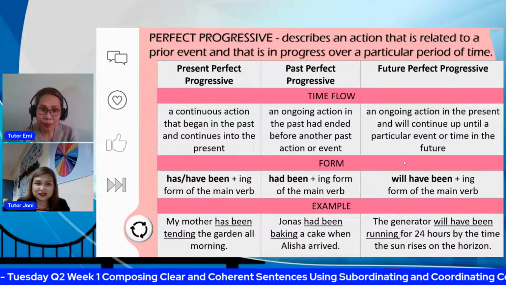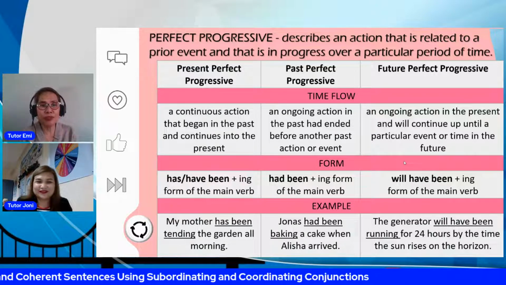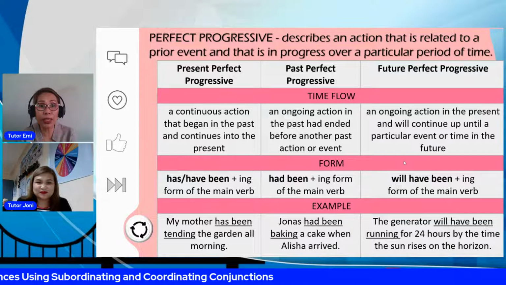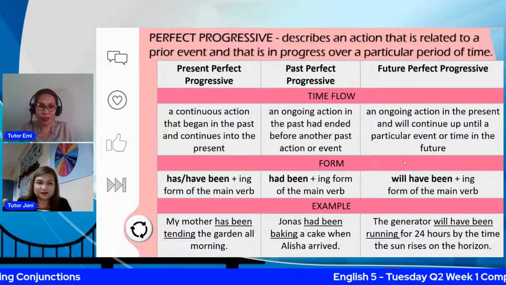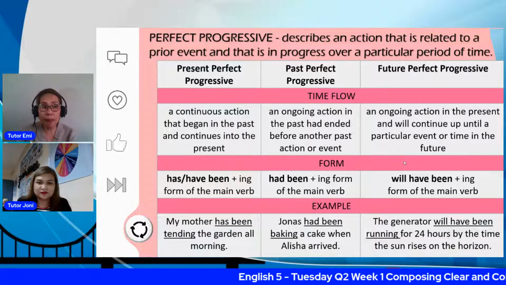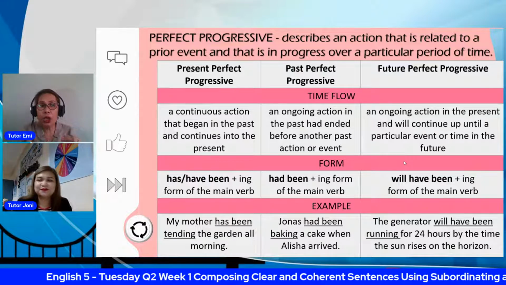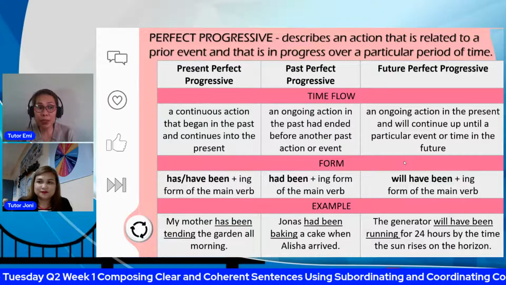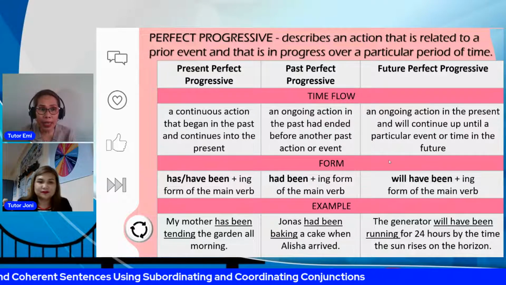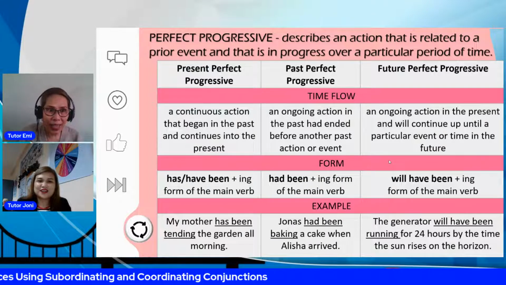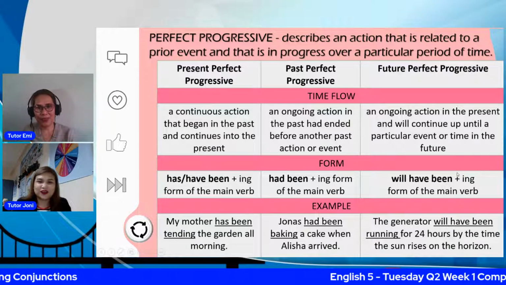And with the past perfect progressive, we have an ongoing action in the past that had ended before another past action or event. So our form is had been plus the ing form of the main verb. So use had been combined with the present participle form of the verb. So we have there, Jonas had been baking a cake when Alicia arrived.